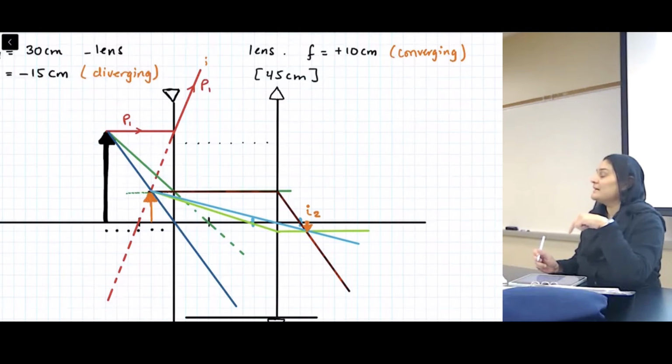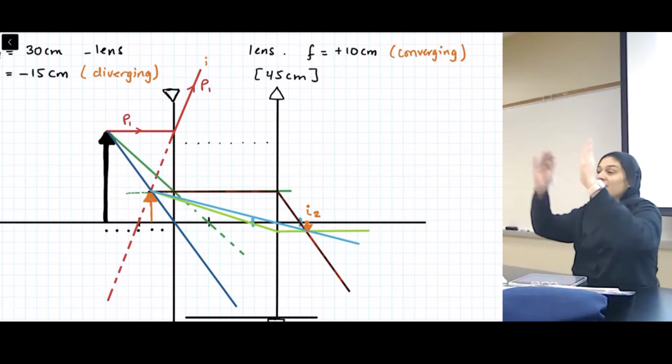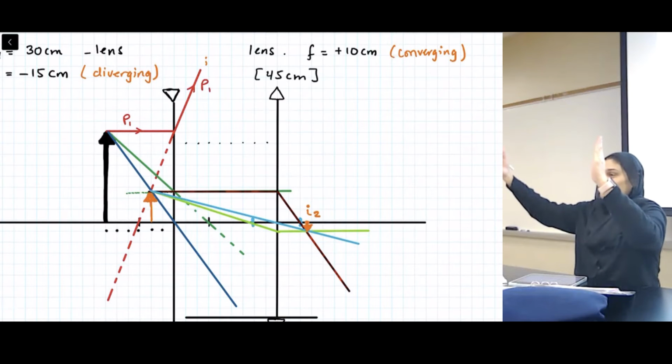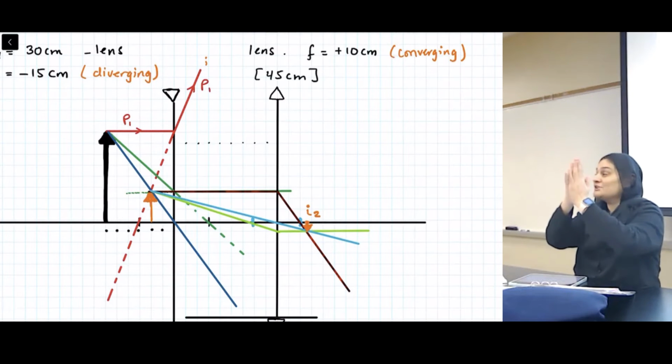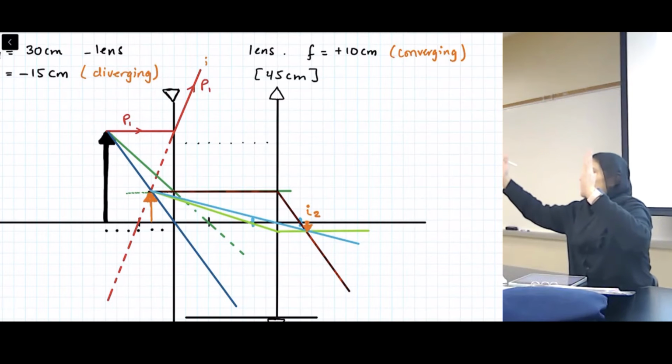Do you see that the image one was virtual, but image two is real and it's inverted? Do you see both sides of the flip coins? So the first time we had a real object that gave us a virtual image. Now this one is a virtual object that gave us a real image.